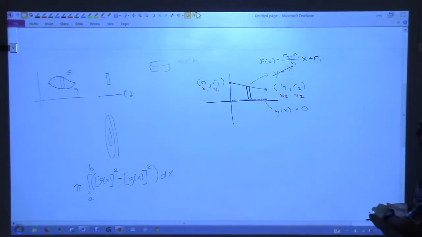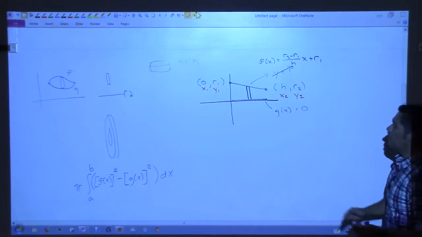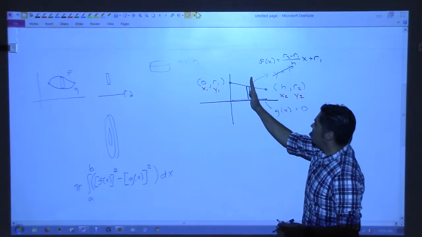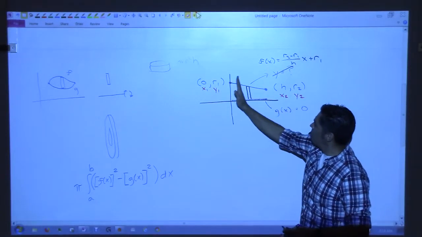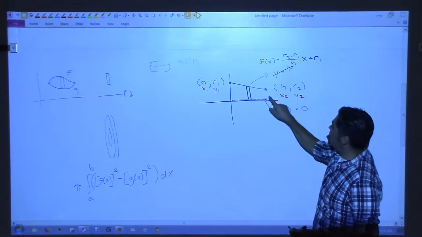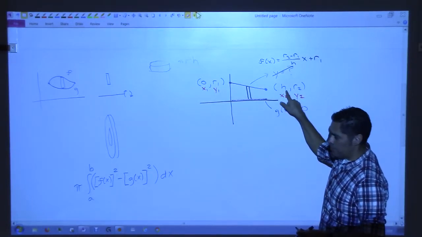Let's do it. We didn't talk about where the integral is going to go from. So our rectangle is going to move this way, right? Through the region here. It's going to start here at 0, and it's going to end here at this x-coordinate, which is h. So our integral is going to go from 0 to h.